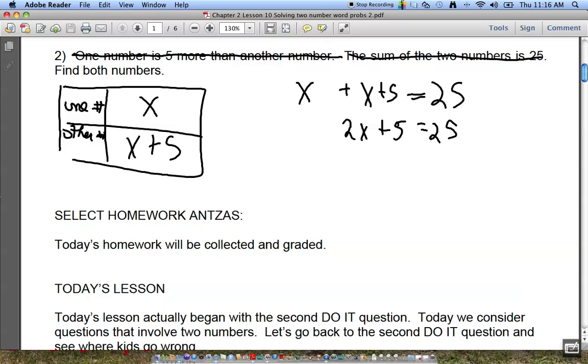All right. Find both numbers. Minus the 5, minus the 5. 2x is 20.